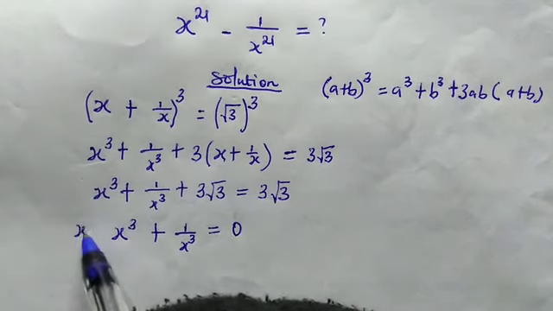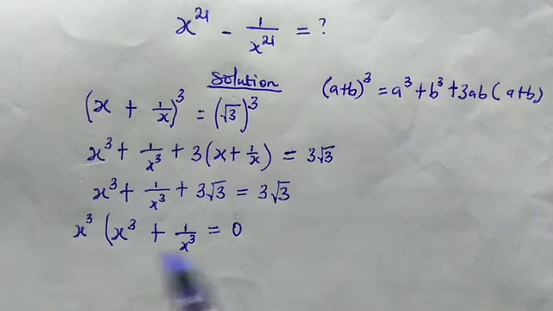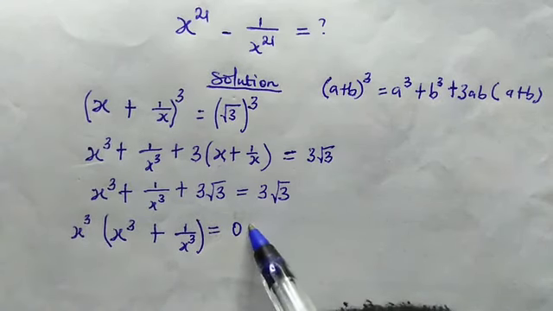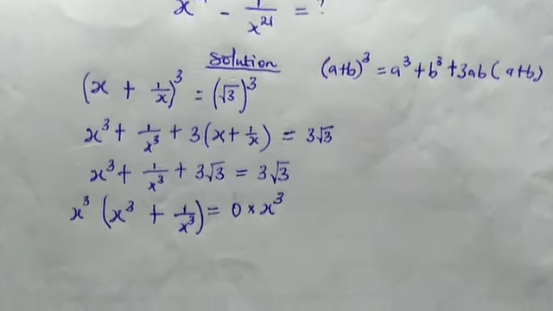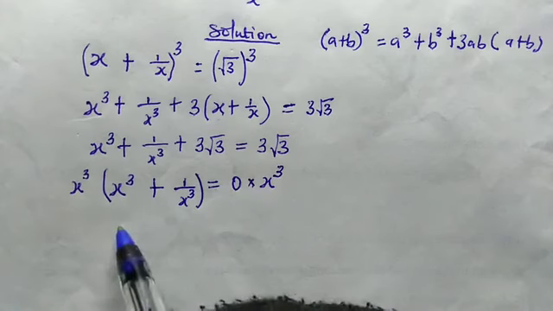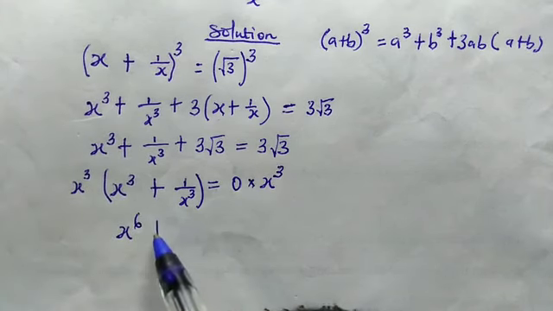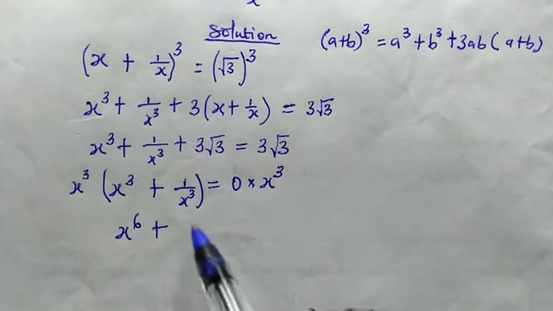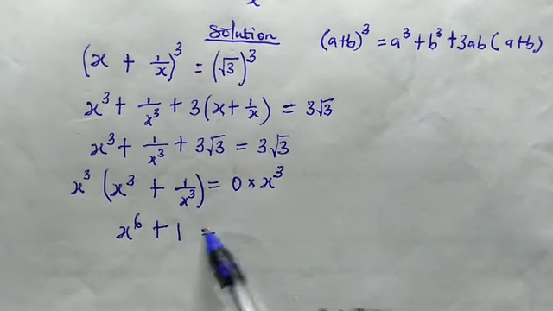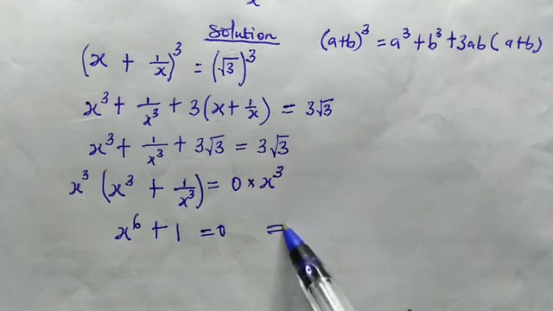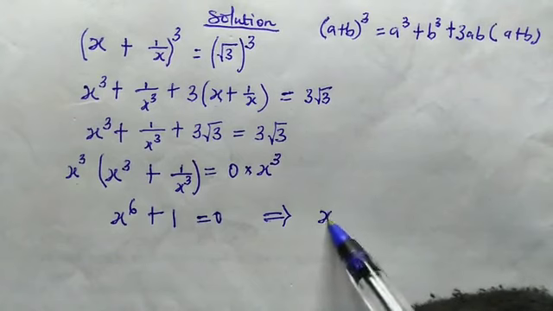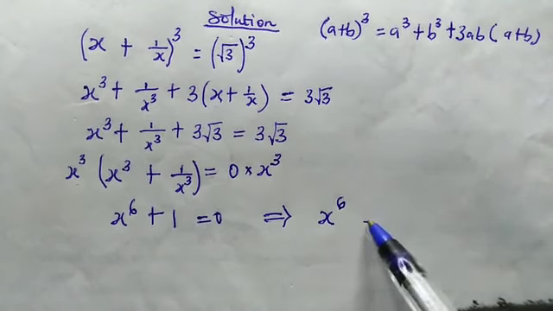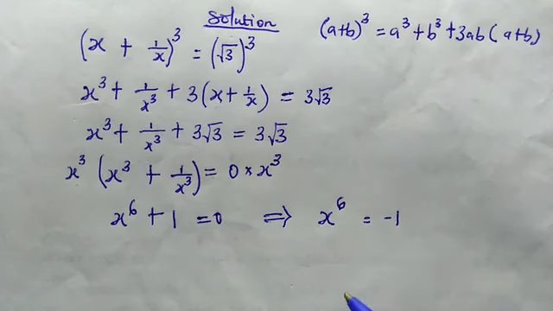Now, by multiplying both sides by x cubed, we obtain x to the power of 6 plus x cubed times 1 over x cubed, which is 1, is equal to 0. And from here, this implies that x to the power of 6 is equal to negative 1.